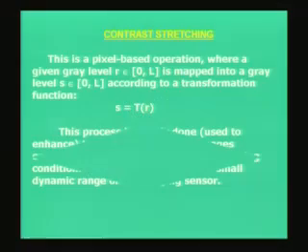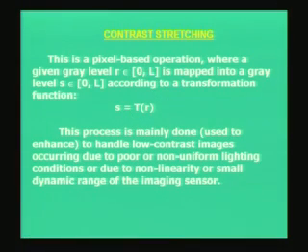So, S is equal to T of r, r is the variable used for the original gray level value or pixels in the image, and S is the variable for the transformed values. So, you are transforming values from r to S using the transformation function T of r. So, that is what we have seen here, and what is the main purpose? The process is mainly used to enhance images, and it is mainly done to handle low contrast images occurring due to poor or non-uniform lighting conditions, or due to non-linearity or small dynamic range of the imaging sensor.